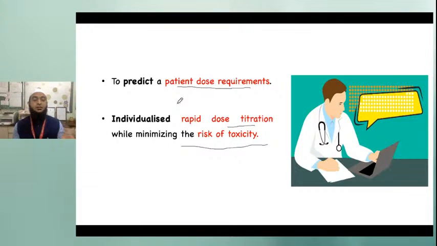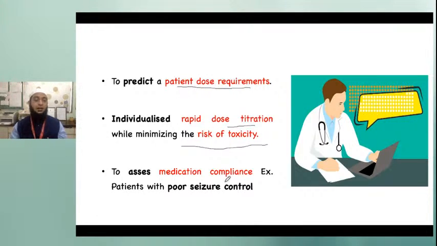So it comes down to when you take this decision, or when you can interpret it: when you measure the plasma concentration and when you measure the response. The moment you see a toxic effect or any sign and symptom of toxic effect, you should not give that dose. So all the doses must be below the dose which shows the toxic effect. Got it? This is how you can individualize and titrate the dose while minimizing the risk of toxicity. It also helps you to assess medication compliance.